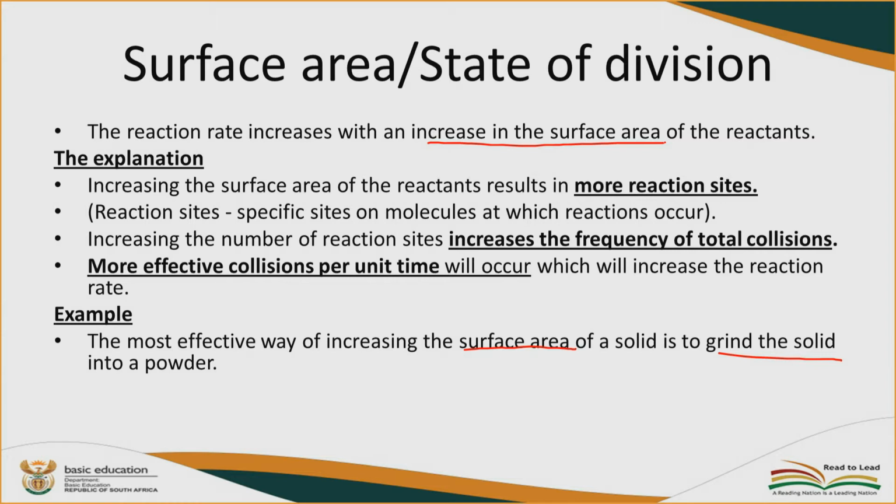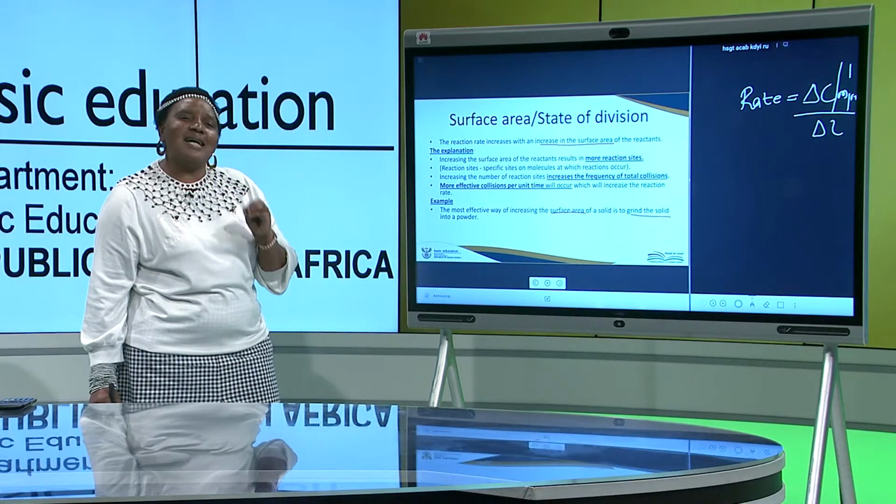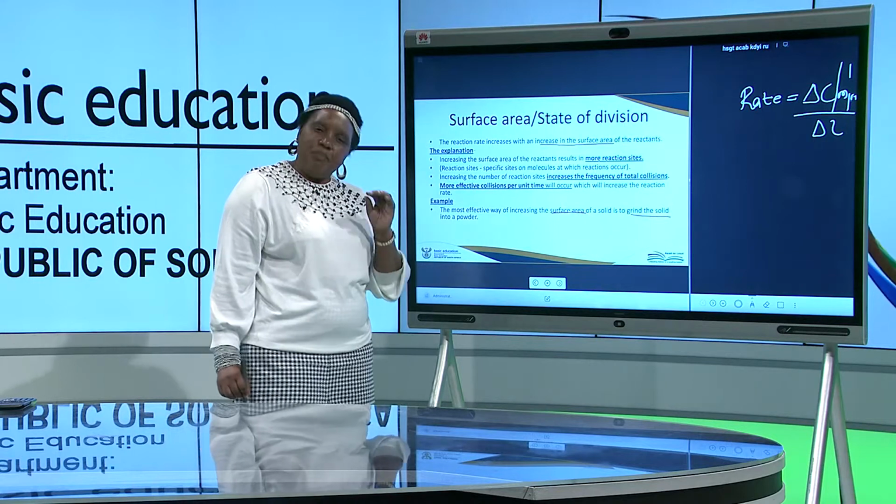What does that mean? It means that as your surface area increases, your reaction rate increases. And what causes the rate of reaction to increase is that you have more reacting sites. So this is the explanation. I urge you, grade 12, you must answer this question in bullet form.